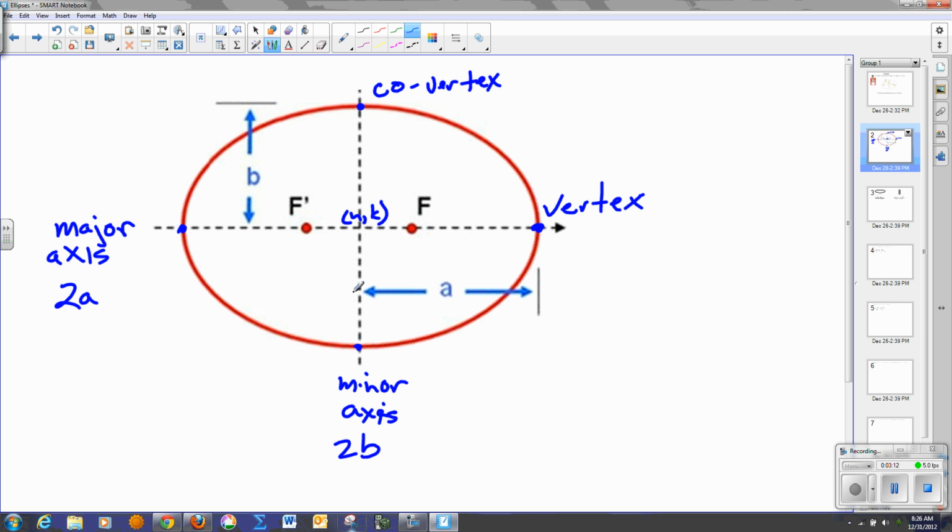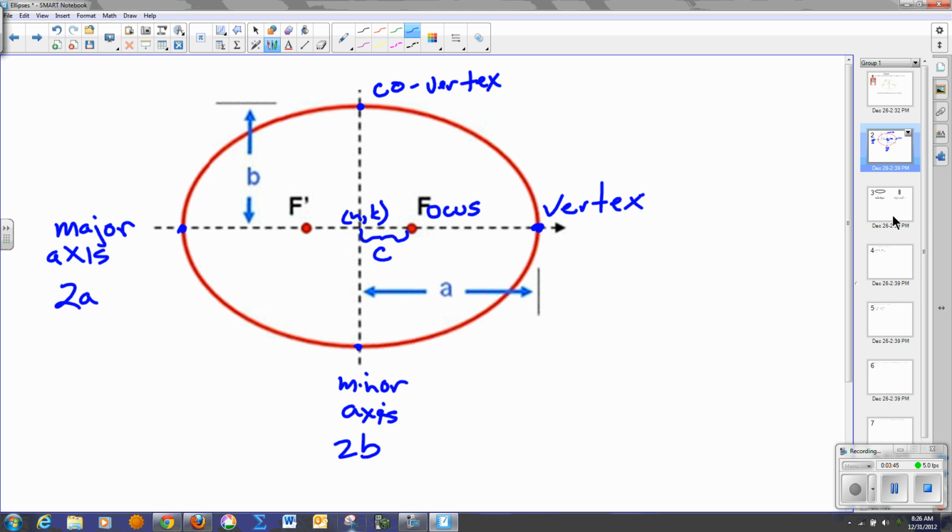And then the distance from the center point to this focus, and those are the 2 dots in between that we use to draw the ellipse from, this distance here is c. There's no special name for the focal axis or whatever, but the distance from the center to a focus is called c.